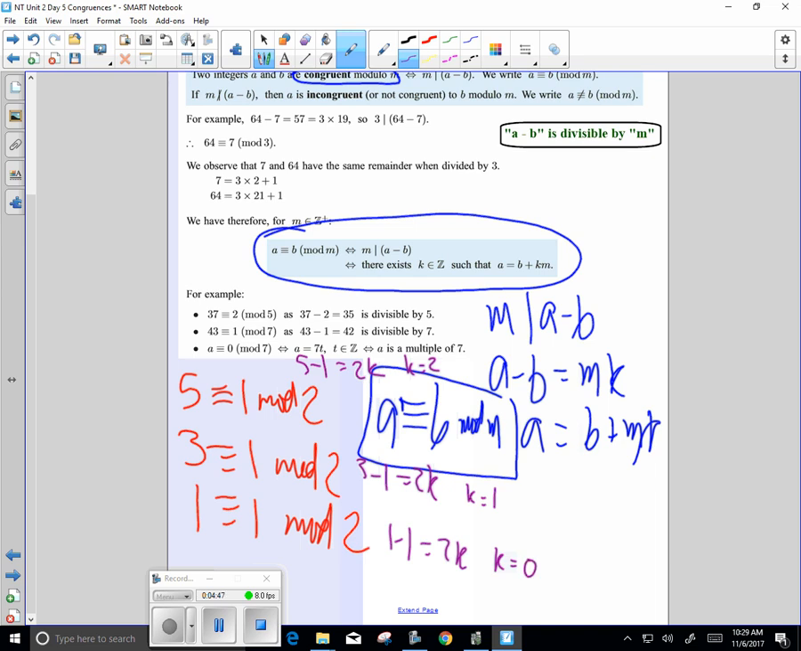So when we're looking at congruence, these are congruent to each other if you can take A minus B equal to m times k. Congruent and equal are different: we're not saying 5 is equal to 1, but we're saying that 5 has the same remainder 1 when you divide by 2, as 3 has the same remainder of 1 when you divide by 2.